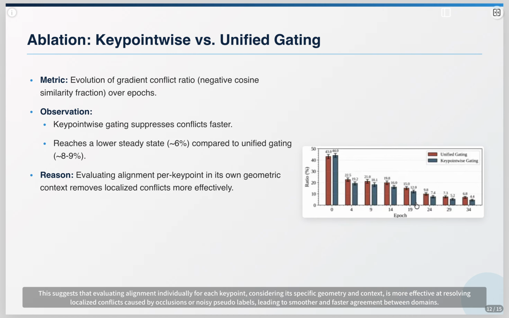This suggests that evaluating alignment individually for each keypoint, considering its specific geometry and context, is more effective at resolving localized conflicts caused by occlusions or noisy pseudo-labels, leading to smoother and faster agreement between domains.